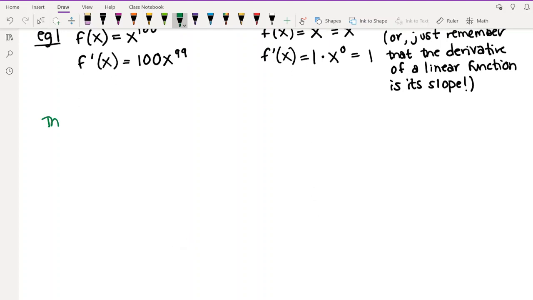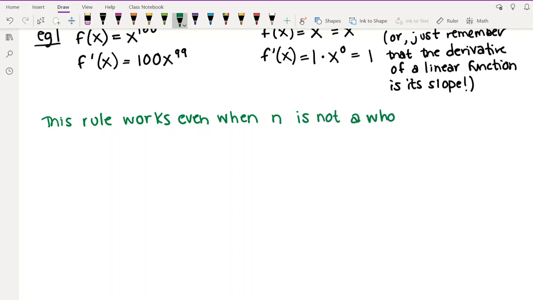So this rule works even when the power n is not a whole number. So for example, and I want to do a handful of examples here, let's say you had f of x is equal to x to the 0.3. Well, you could apply the rule the exact same way that we did above.